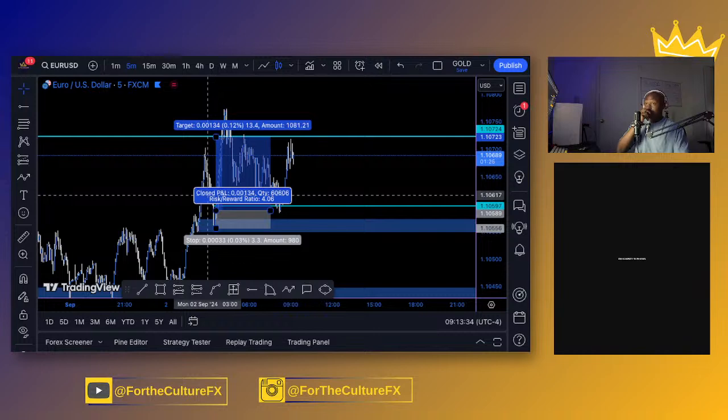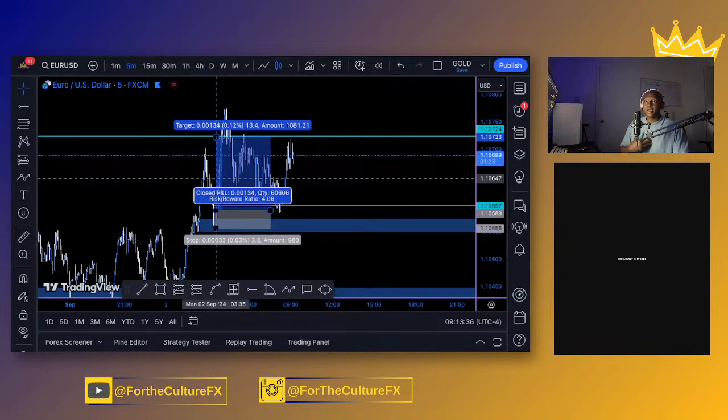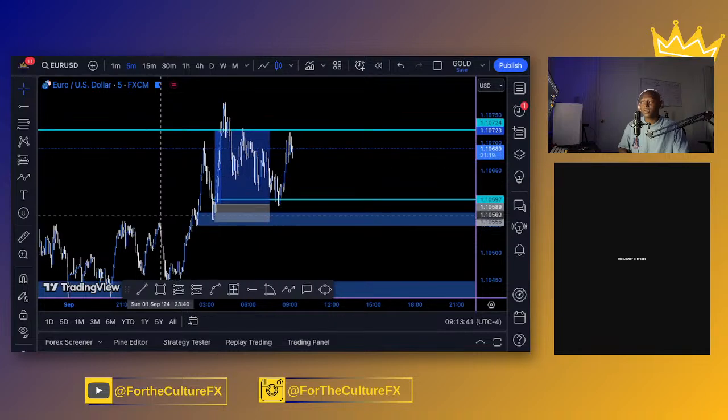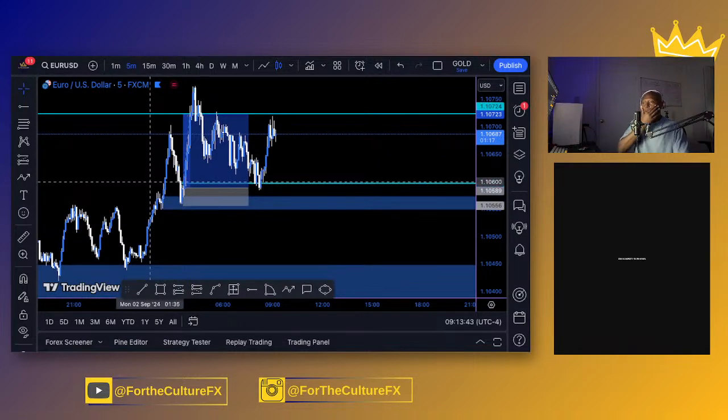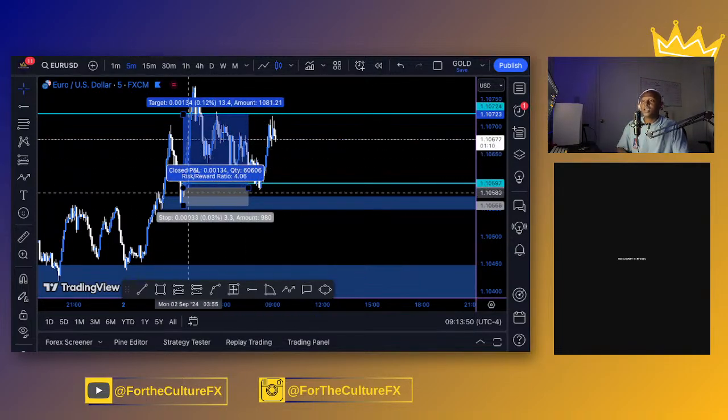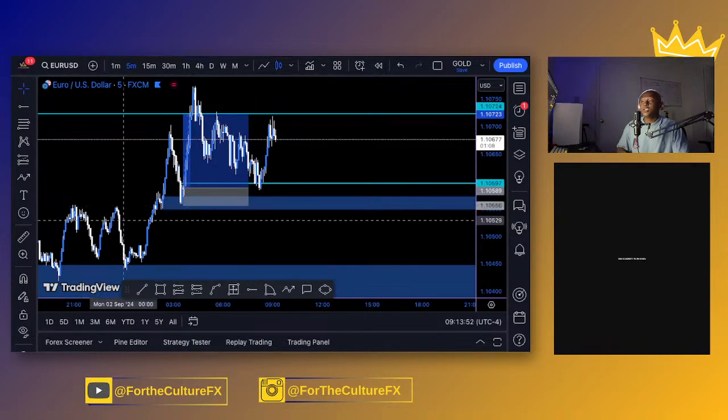But this particular trade I didn't scale into because I was not awake. This is 3 a.m. for me, so I went to sleep at like 11 o'clock last night, woke up at 4 a.m.